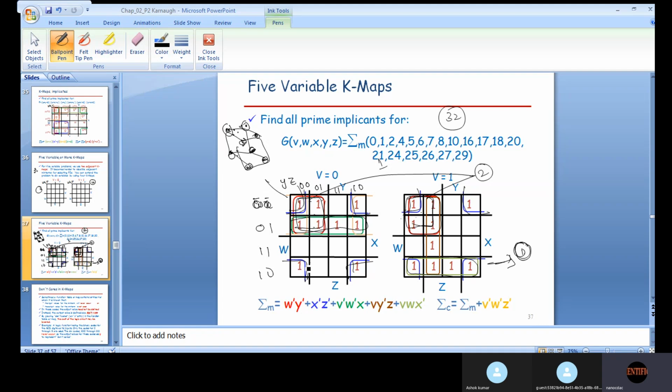First write the equation for these 4 corners. If we take these 4 corners, what is the equation, you tell me. X bar Z bar. Okay, so X bar Z bar is related to these 4 corners. Next, if I take this part at the top and this part in the bottom square, these two, what is the equation for this adjacent group, what is the product term?